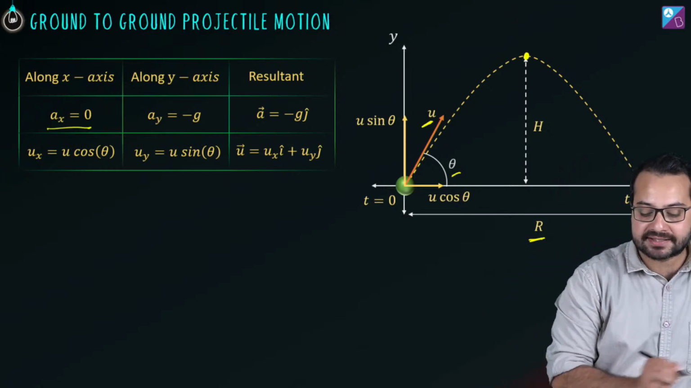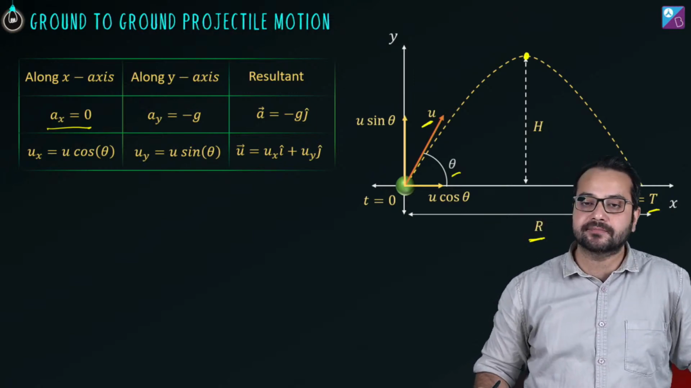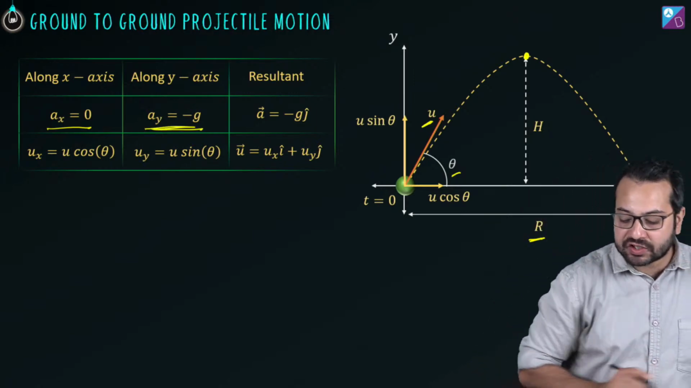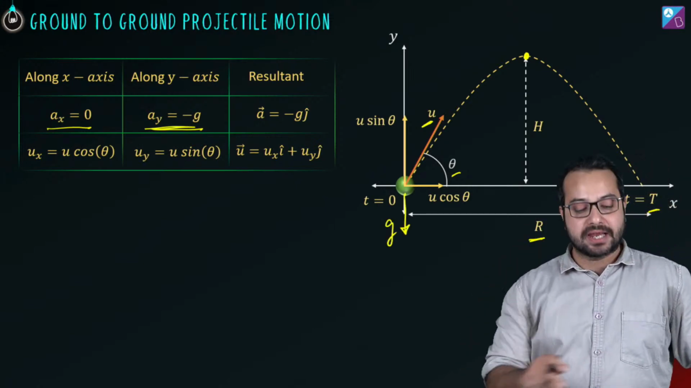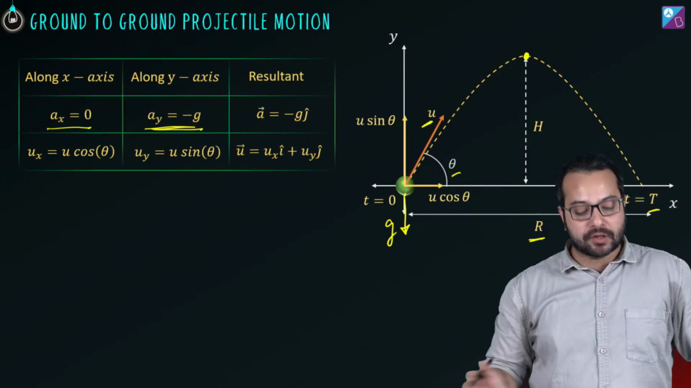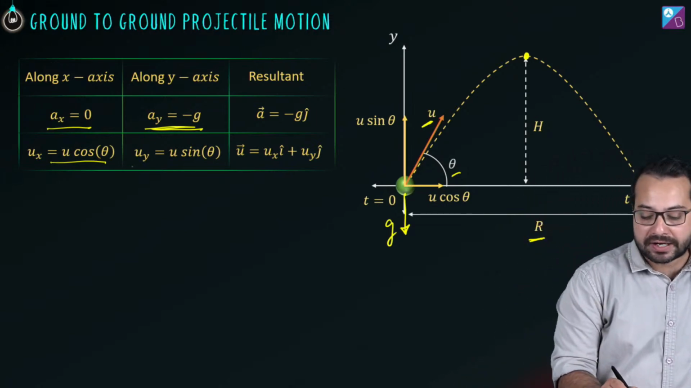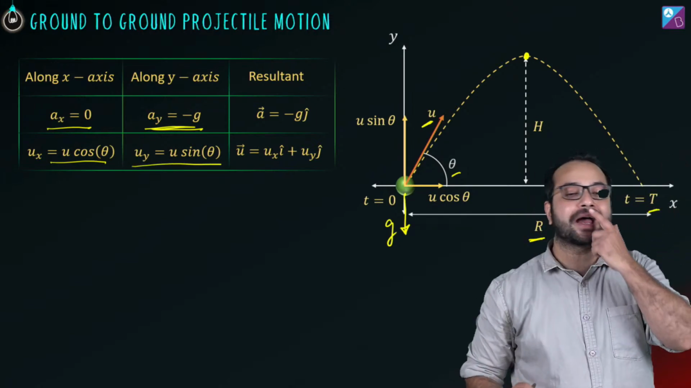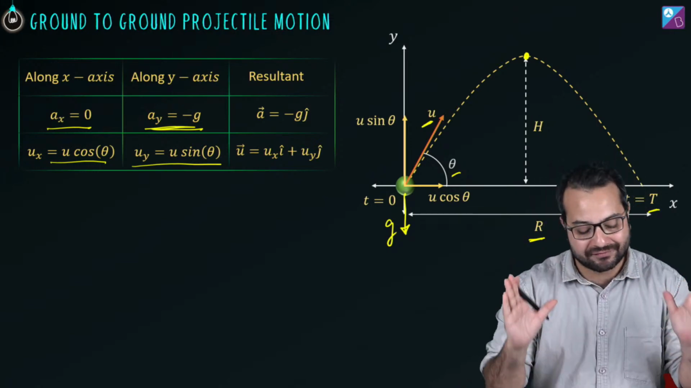There is no acceleration. Do you agree? In the horizontal direction, there is no acceleration. In the vertical direction, the acceleration is going to be in what direction? It is going to be downwards. Hence, Ay is equal to minus g. What do we do with velocity? The x component of the velocity is u cos theta, and the y component of the velocity is u sin theta. Correct? All of us know this very well.